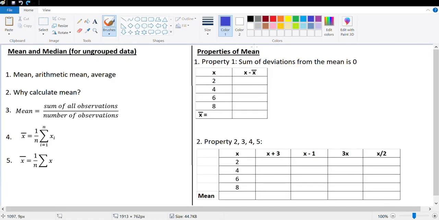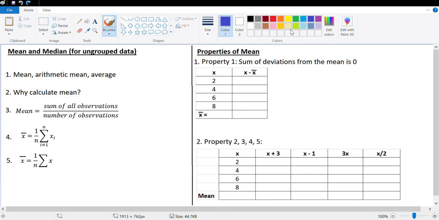Hi guys, let's start a new chapter, which is chapter number 19. It's called Mean and Median, but we are doing this in class 9 only for ungrouped data. For grouped data, this will be done in class 10 in the ICSE syllabus. So let's look at this new chapter, Mean and Median.